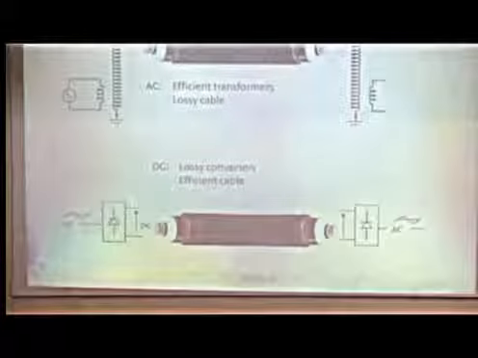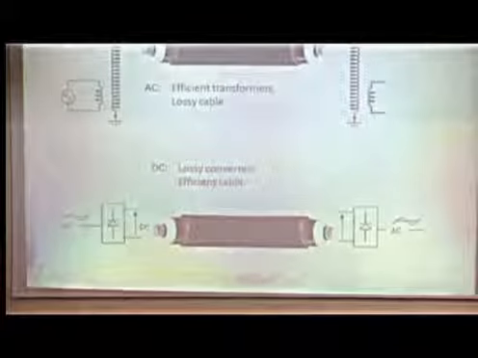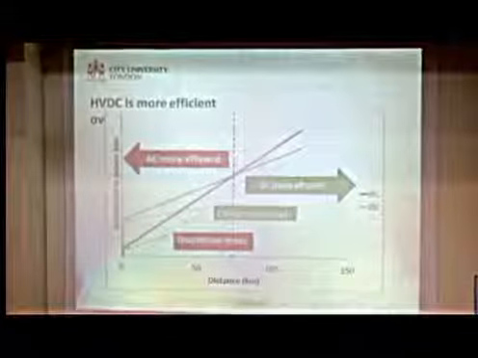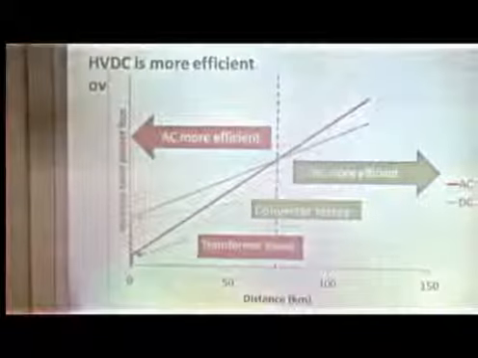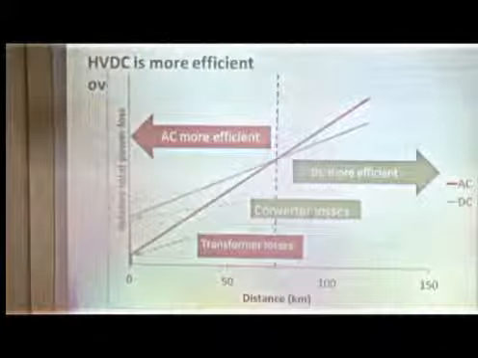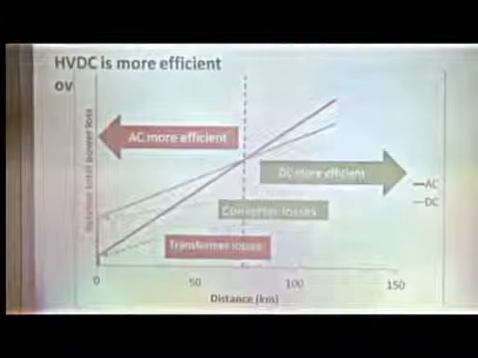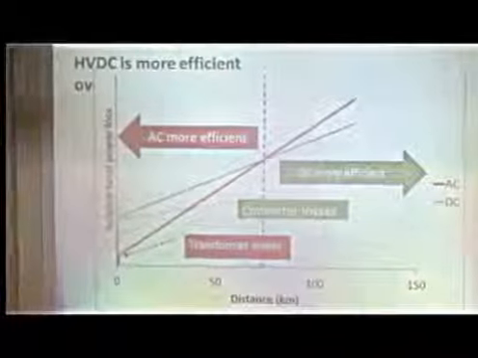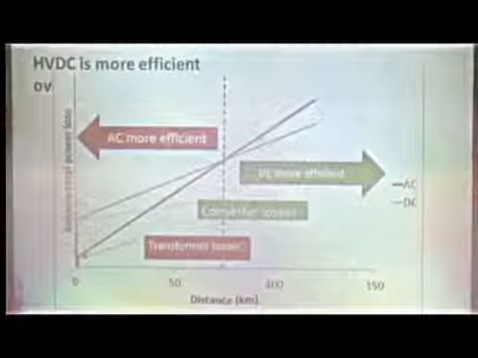But the problem with this is we then have to use AC to DC converters, and these are relatively inefficient, not compared with transformers. So you can see that for shorter distances, the AC is more efficient. You have a small amount of transformer loss, but not very much. But then the cable is relatively inefficient. Whereas for longer distances, DC is more efficient. You have a larger amount of converter losses, but the cable itself is much more efficient, much less lossy.